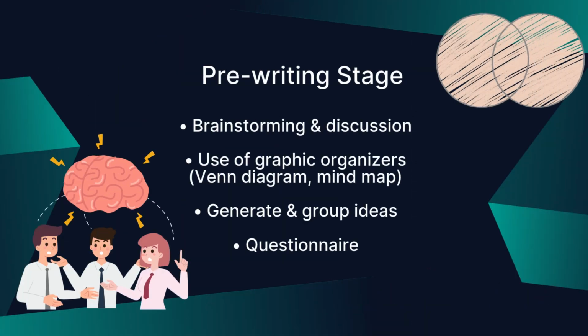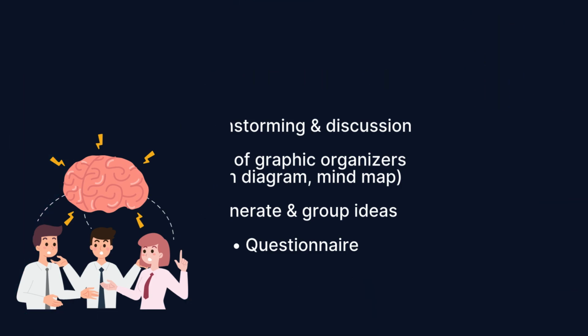Next one is writing. At the pre-writing stage, students brainstorm ideas and discuss topics in pairs or groups. Graphic organizers like mind maps or Venn diagrams help them organize their thoughts. This step helps build vocabulary and gives a clear direction before starting to write.